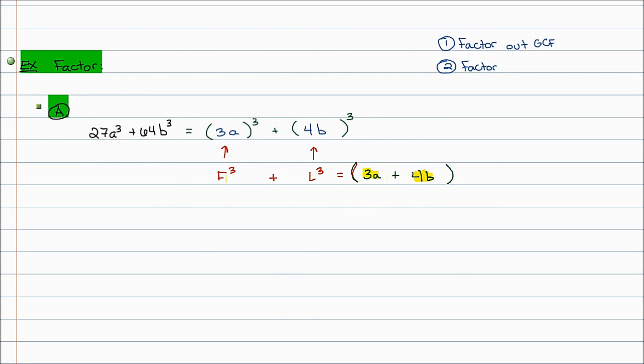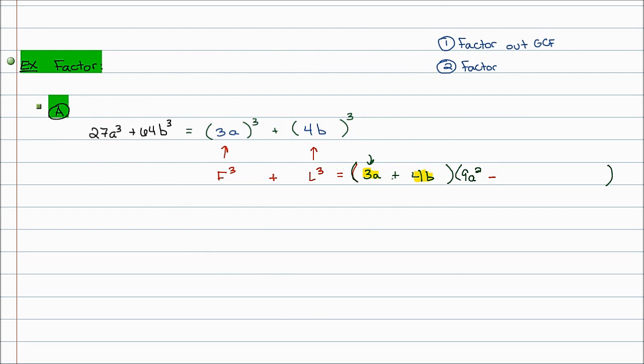I only look here. It's a huge mistake students make. They start looking back at this 27, this 64, this cubing process. They look at all the stuff except for what's important. What's important here is that you have a 3a and a 4b. 3a being first, 4b being last. So let's go ahead and finish out the factorization. I know it's going to be this first object here squared. So that's 9a squared. I also know that because this is a plus in between the 3a and the 4b, there's going to be a minus here. It's always the opposite sign.